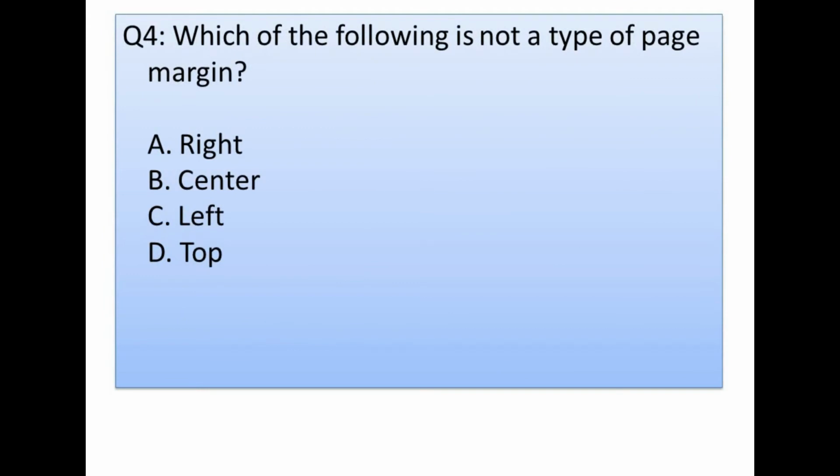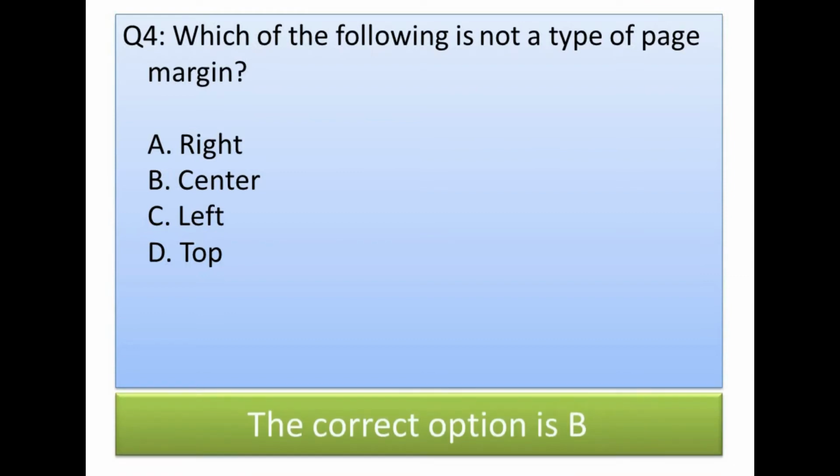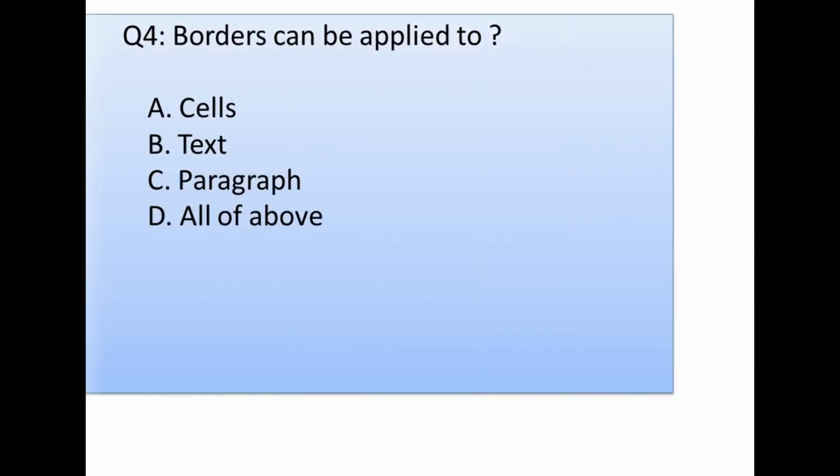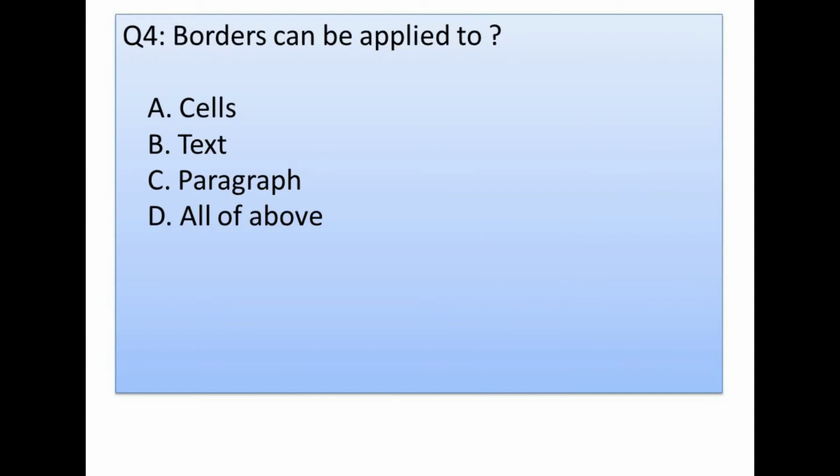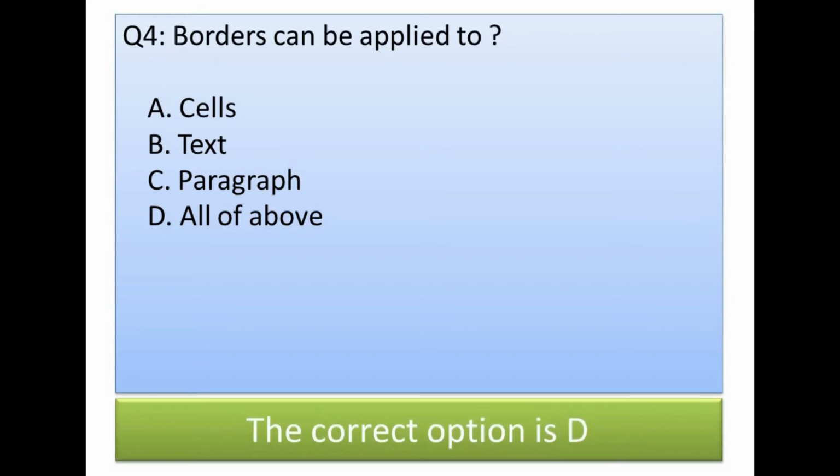Which of the following is not a type of page margin? Right, center, left, top. So the correct option is B. Borders can be applied to cells, text, paragraph, all of the above. So the correct option is D.